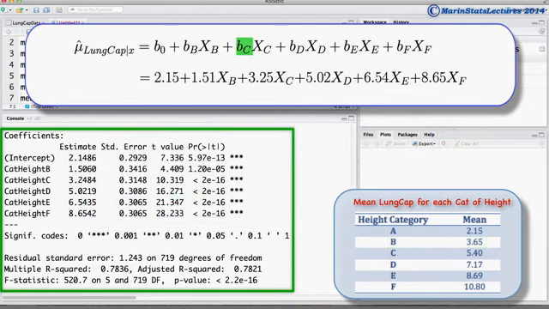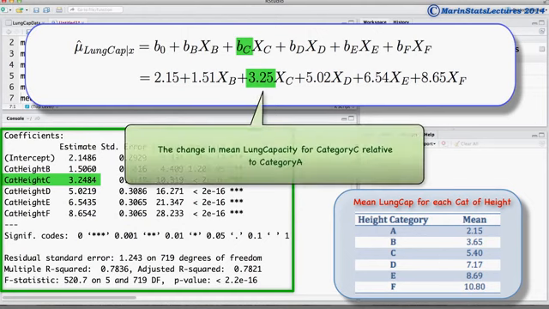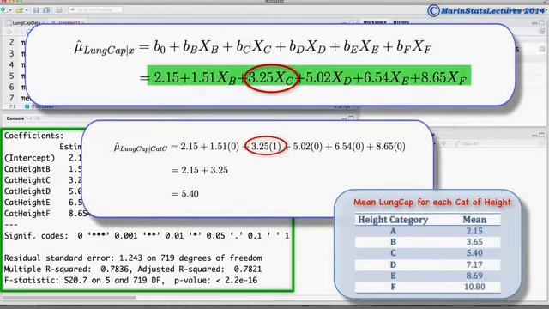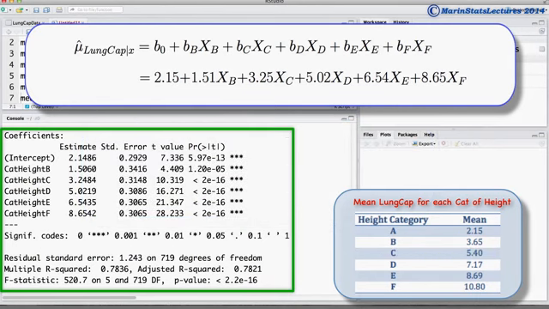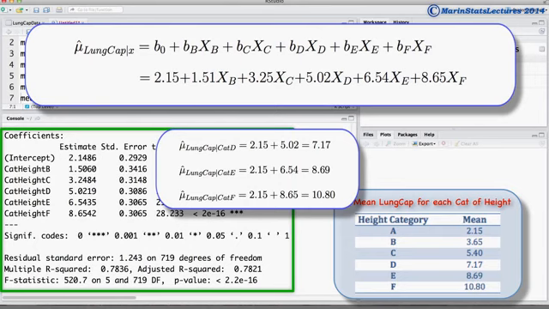The coefficient for category C of 3.25 is the change in mean lung capacity we would expect for someone in category C relative to someone in category A. For someone in category C, the xC indicator will equal 1, all other indicators will equal 0. In this case, their estimated mean lung capacity will be 2.15 plus 3.25, which equals 5.4. You can repeat this process to calculate the mean lung capacity for all other height categories, and if you do this, you'll see the mean for category D is 7.17, the mean for category E is 8.69, and the mean for category F is 10.8.